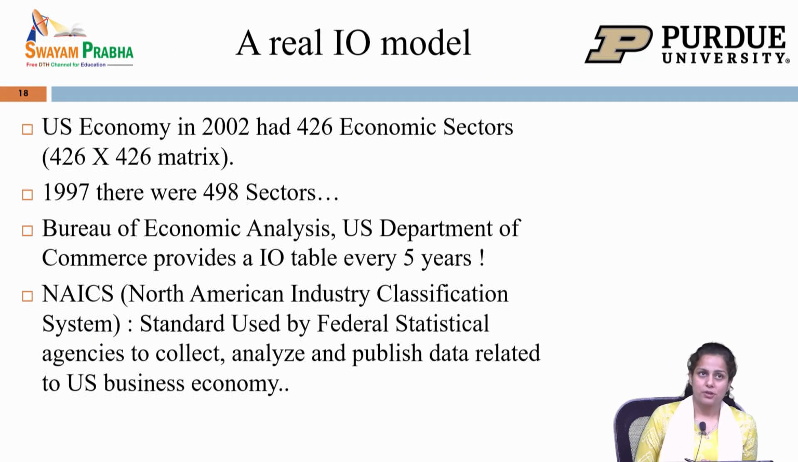An example of a real IO model is the US economy in 2002, which had 426 economic sectors. So, if you looked at this model, it would be a 426 by 426 matrix that shows the A values for each of the sectors. In 1997, there were 498 sectors, so there were changes in the definition. The Bureau of Economic Analysis in the US provides this model every 5 years, and it uses the North American Industry Classification.